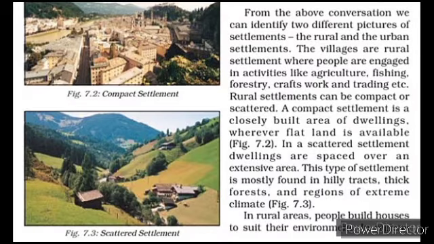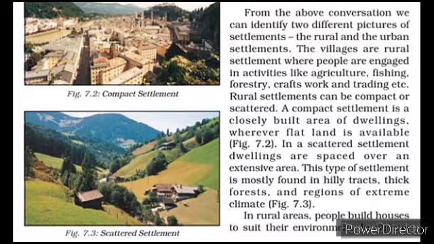So, from the above conversation, we can identify two different pictures of settlement, the rural and the urban settlement. Because this whole conversation is based on the comparison of urban and rural settlements. The villages are rural settlements where people are engaged in activities like agriculture, fishing, forestry, craftwork, and trading, etc.